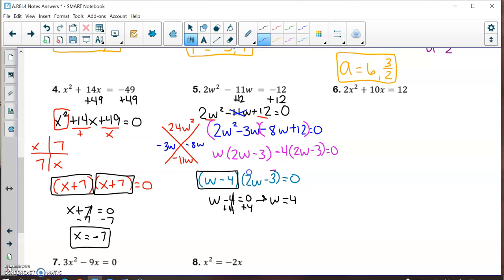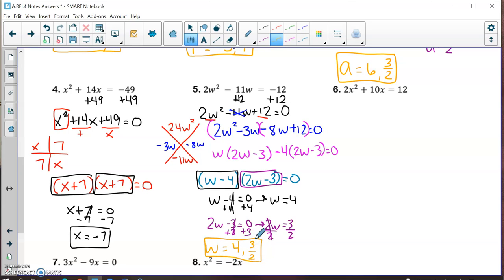And then I'm going to set my other factor equal to 0. So I have 2w minus 3 equal to 0. And I have a plus 3, so I'm going to add 3 to both sides. So I get 2w is equal to 3. And then I'm going to divide by 2 on both sides to get w is equal to 3 halves. So I get two real number solutions here. I get w can be 4 and w can be 3 halves.